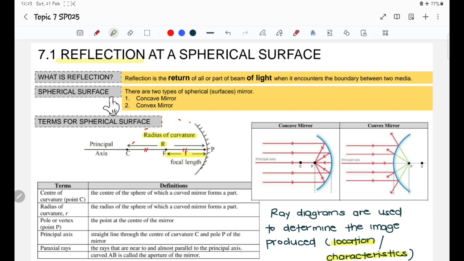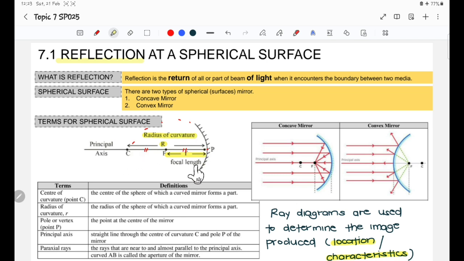So in our syllabus, we will be only focusing on spherical surfaces, and there are two types of surfaces, which are the concave mirror and the convex mirror. So you can imagine your spherical surface as one big imaginary circle, where for a circle, there will be the center point. So we will label it as C. C is the center of curvature.